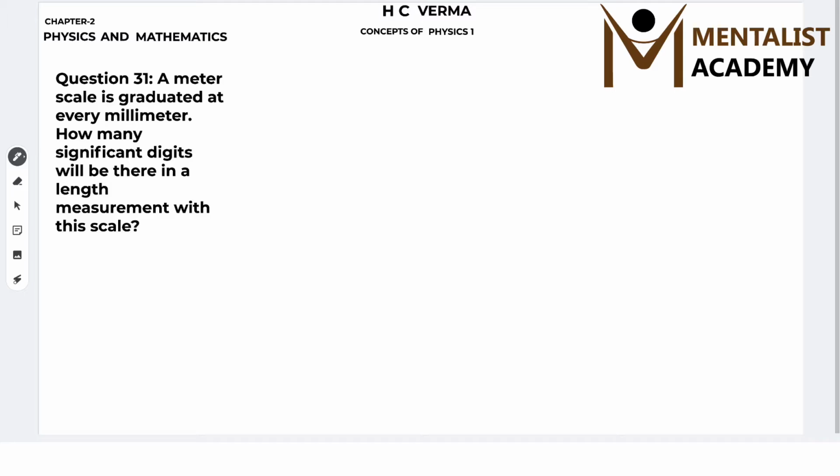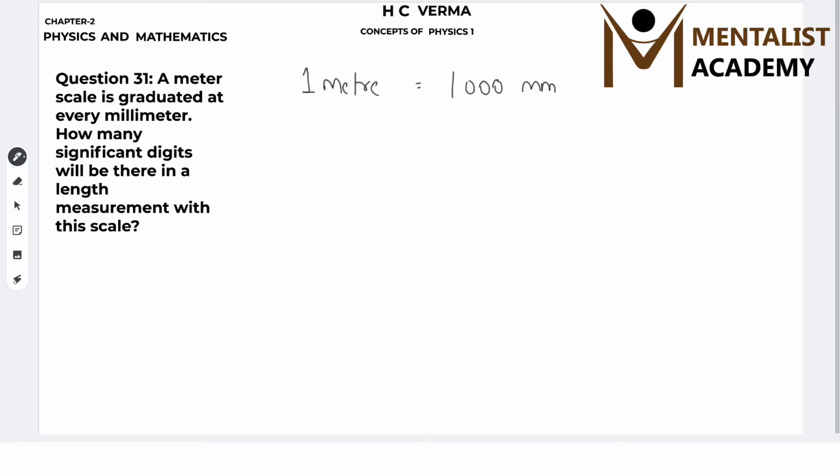The length of the scale is 1 meter. Now we know that 1 meter is equal to 1000 millimeter. 1 meter is equal to 1000 millimeter.